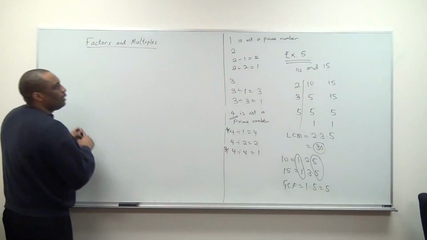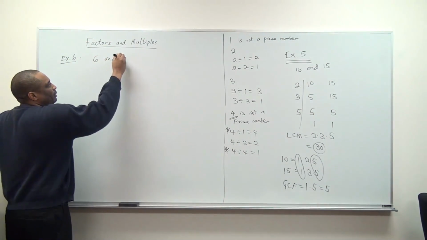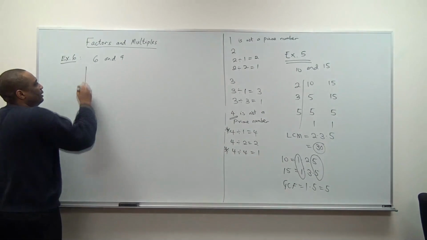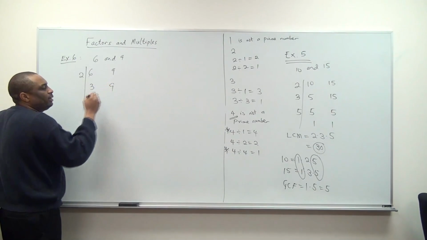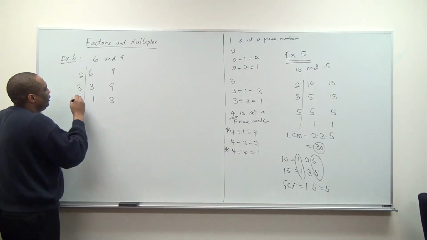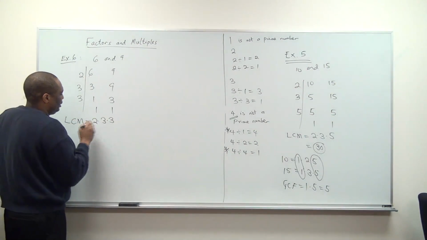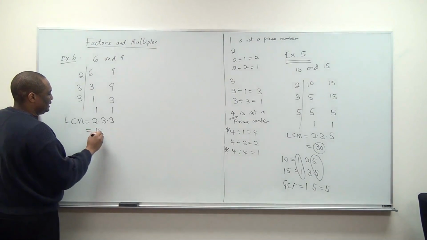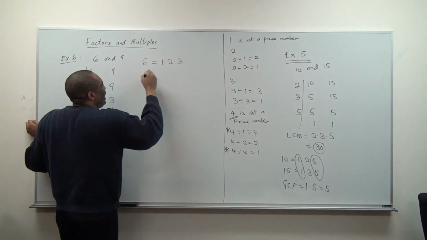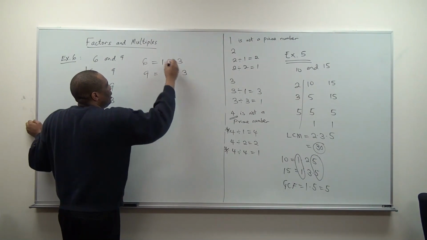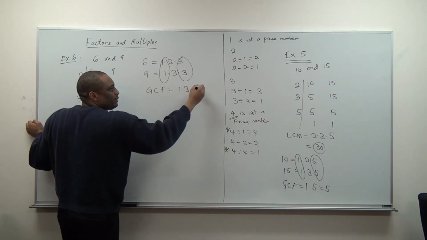Another example. Example 6. LCM and GCF of 6 and 9. 6, 9. 2 can divide 6, giving 3, 9. 3 divides 3 and 9, giving 1, 3. 3 divides 3 again, giving 1, 1. So the LCM will be 2 times 3 times 3. 2 times 3 is 6. 6 times 3 is 18. For the GCF, 6 is 1 times 2 times 3. 9 is 1 times 3 times 3. 1 is common, 3 is common. GCF is 1 times 3, which is 3.